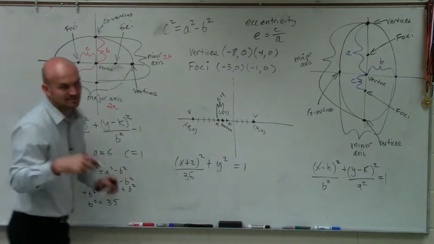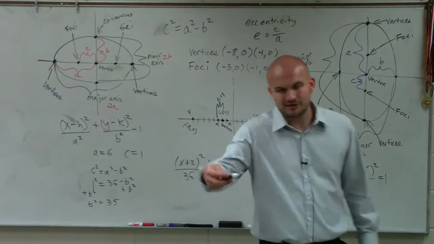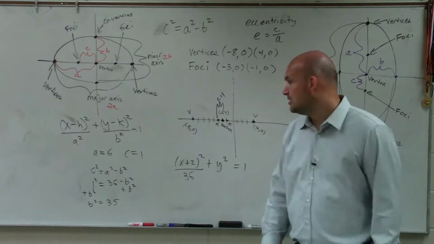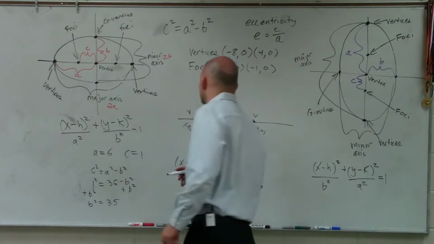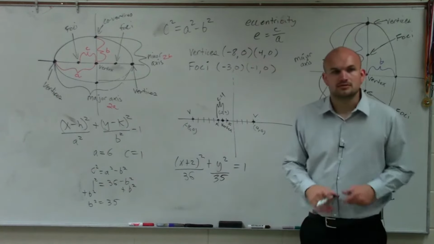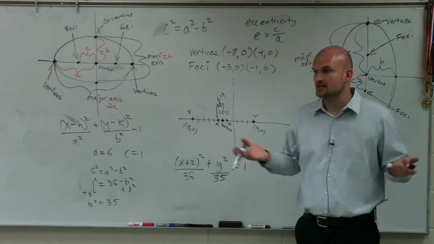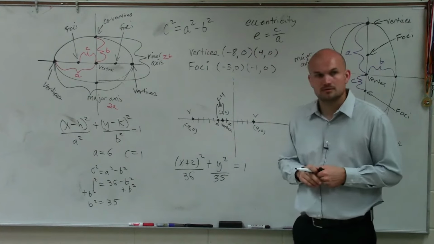I'm not going to do the work because I'm running out of whiteboard space. But you just subtract 1 on the other side too, right? So b squared equals 35. So there you go. That's it. That's the equation. All right.